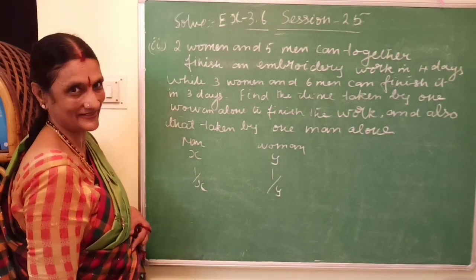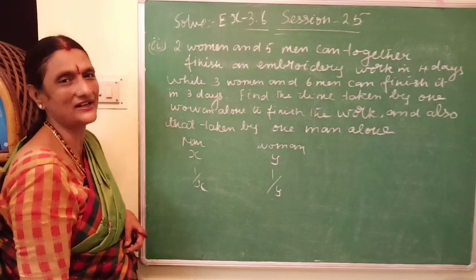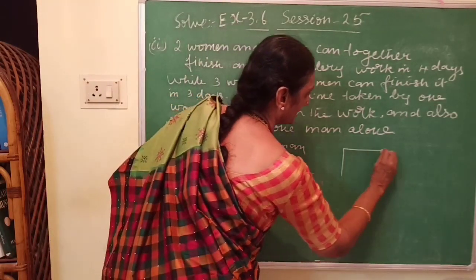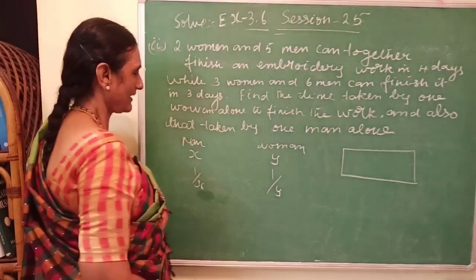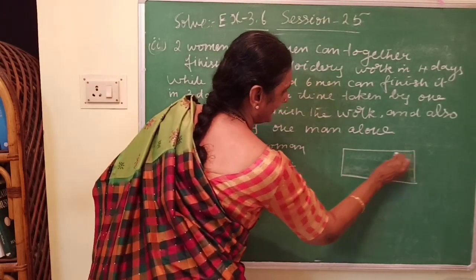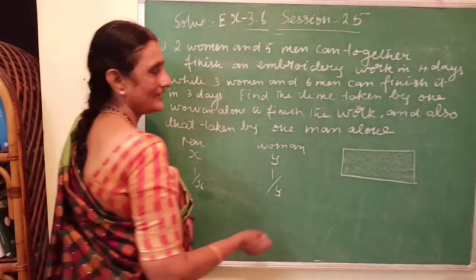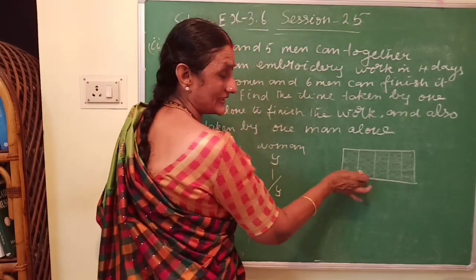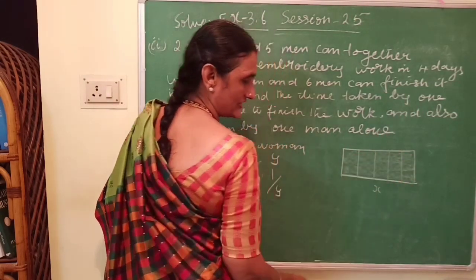How do we get it? It is a very, very simple logic that you have to understand. Now I am just representing the whole amount of work by a simple drawing. Suppose the man has to finish the embroidery and the time given for him is X days. So I am going to divide this portion into X number of parts. Don't say that it is 5. It's not 5, it is some value. X days he finishes.